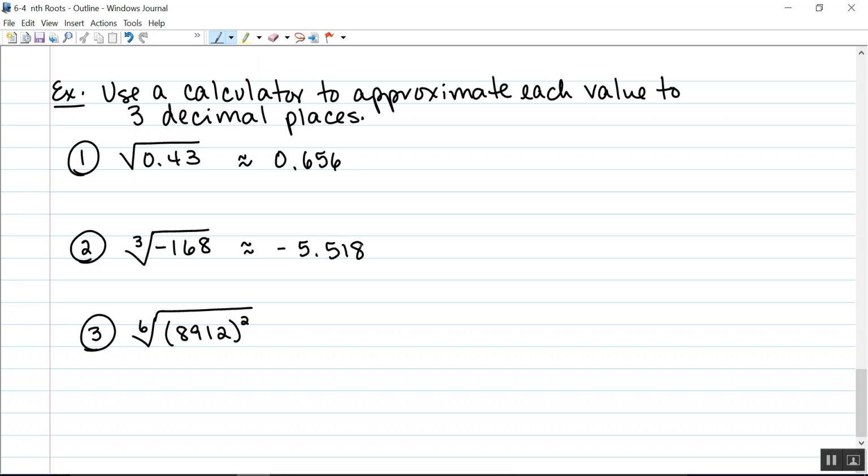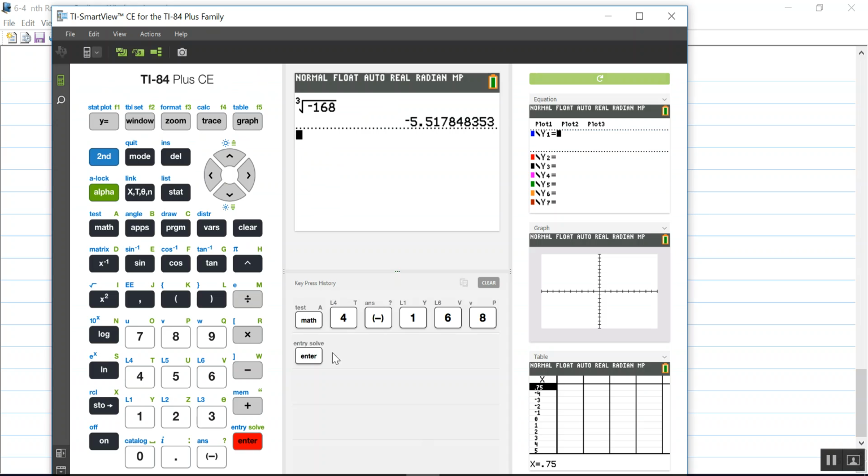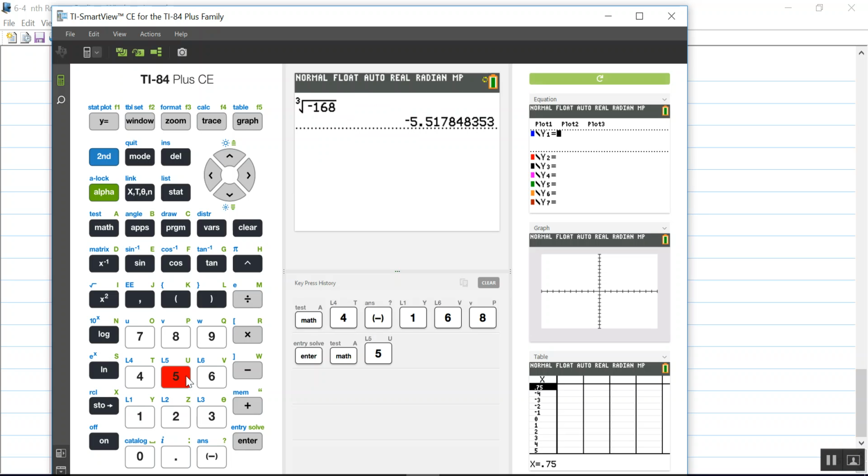Now our next one is the 6th root of something squared. So let me show you how to do a root other than a cube root. So going back to our math menu, you see number 5 here has a little x kind of where the index is. So that's the function we're going to use. In some calculators, if you have an older calculator, you might have to put that index in first, but in this case I don't have to because it's blinking.